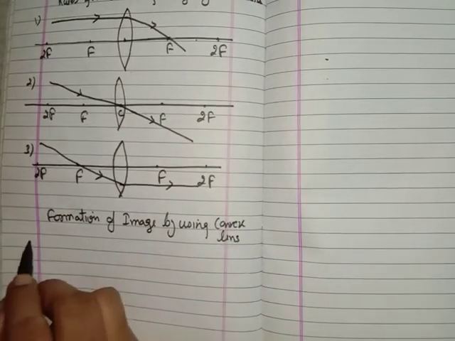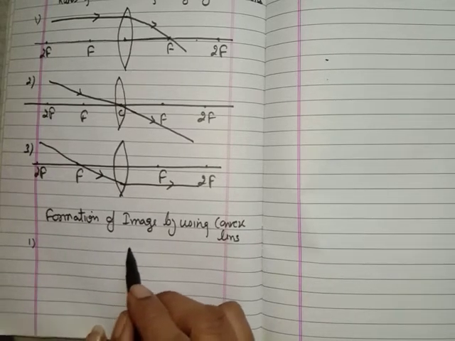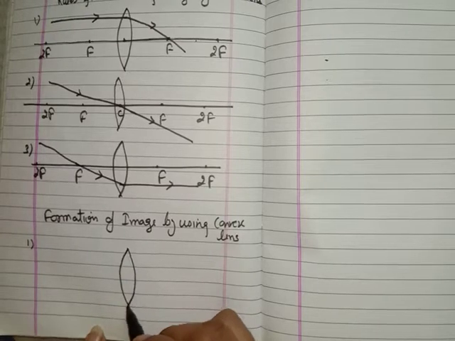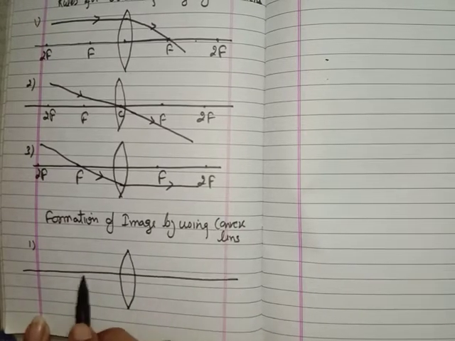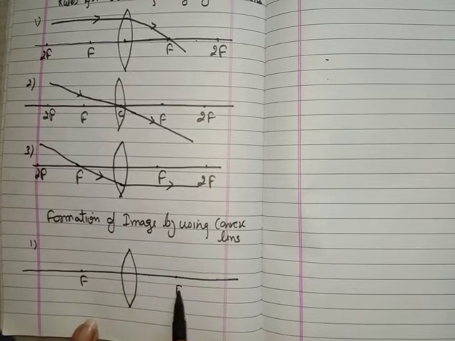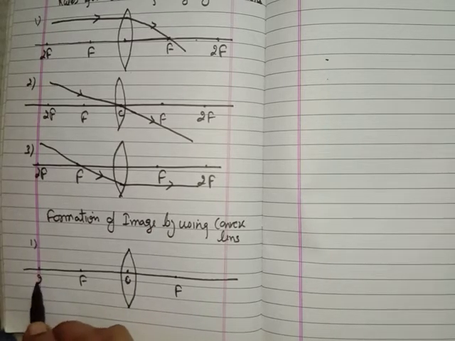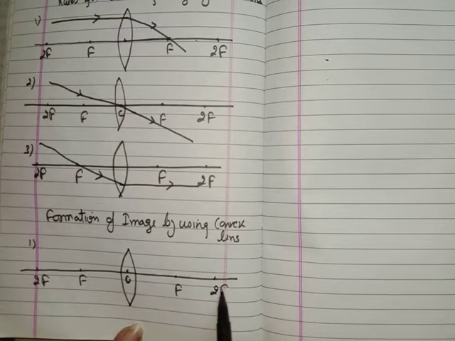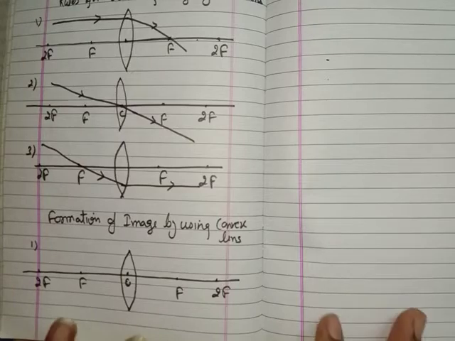Okay, now the first condition, when we place the object beyond 2f. This is a convex lens, it should be thin, and the distance of the principal focus should always be equal on both sides from the optical center, and this distance 2f should always be double the focal length. You should always follow these points.